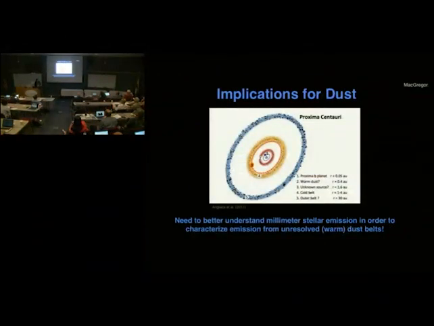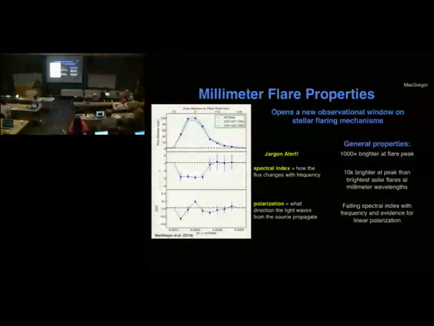Unfortunately, this is very bad news for dust in the system, because if all of your nice point source is actually due to the star having a massive flaring event, you can basically rule out all of the dust emission in the system. I'll do my favorite hobby horse here, just to say that I think we really need to better understand what the stars are doing at millimeter wavelengths in order to start characterizing these unresolved warm dust belts. But excitingly, this means great things for stellar activity, stellar flares, and habitability of exoplanets.